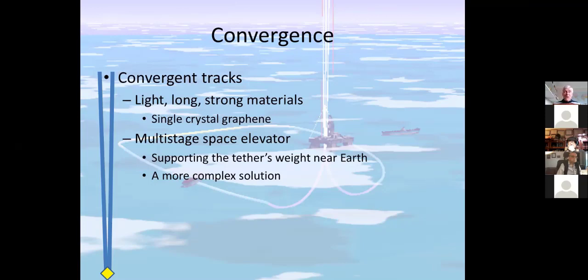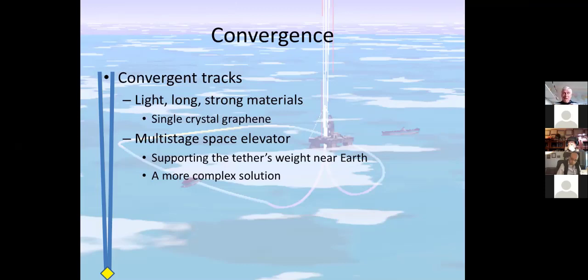So we have the work on light, long, strong materials, and single crystal graphene is our favorite, and Adrian is our champion, but there are other people working in this area as well. Of course, it's an area with a lot of interest and focus around the world. And the multi-stage space elevator, supporting the tether's weight near Earth, is a more complex solution, though. The big disadvantage of multi-stage compared with the standard model is that there's greater complexity. Therefore, there's more scope for things to go wrong.